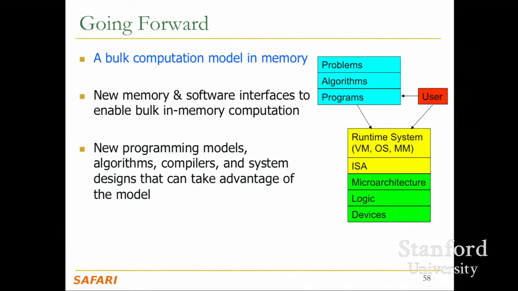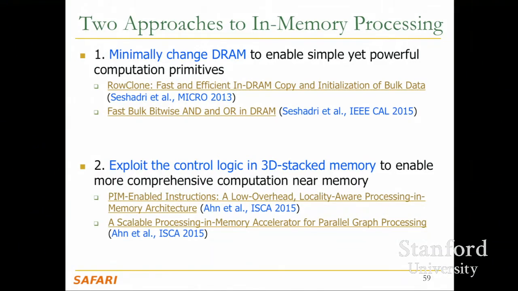And at some point, I'd love to examine new programming models, algorithms, and compilers, perhaps. Because if you have a bulk computation model in memory, you can actually take advantage of a lot of things, in my opinion. So I've talked about the first approach, basically minimally changing DRAM to enable simple yet powerful computation primitives, and hopefully giving you some hope in that direction.